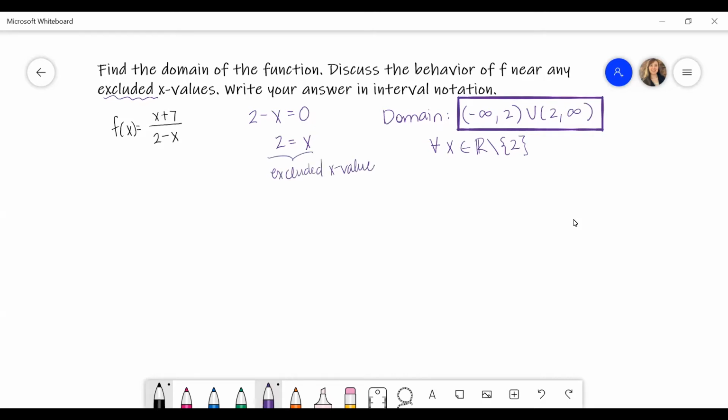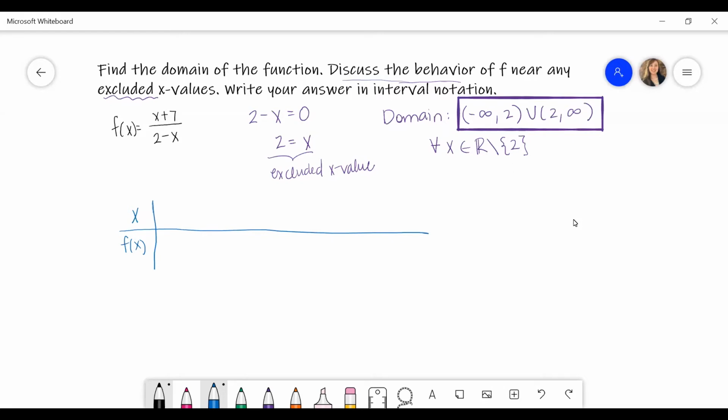But this question also asks us to discuss that behavior, right? What's happening to our function around the value x is equal to 2? So we do the same exact thing we did in the previous video, but now we're going to do it around 2 instead of around 0, because 2 is our excluded number. So you have x and f of x, and you could write this vertically if you really want to. This is just the habits we have.